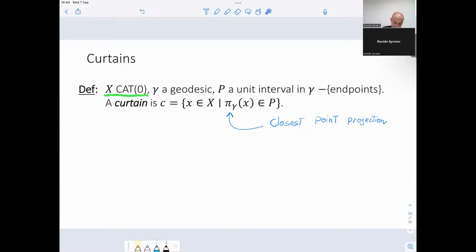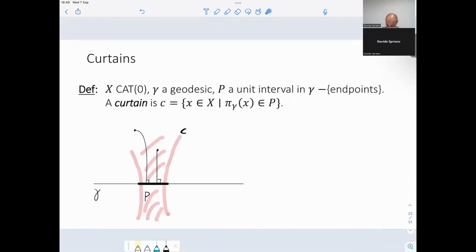We take a CAT(0) space X, we take γ a geodesic, and we take P a unit interval in γ minus the endpoints. This means a subsegment of length exactly 1 which does not contain the endpoints of γ, so it is in the interior of γ. Then a curtain is the set C of points in X such that the closest point projection of such a point lies in P. Pictorially, this is γ, this is P. We sometimes call P the pole of the curtain. Any point in the space such that the closest point projection on γ lies in P is in my curtain C.